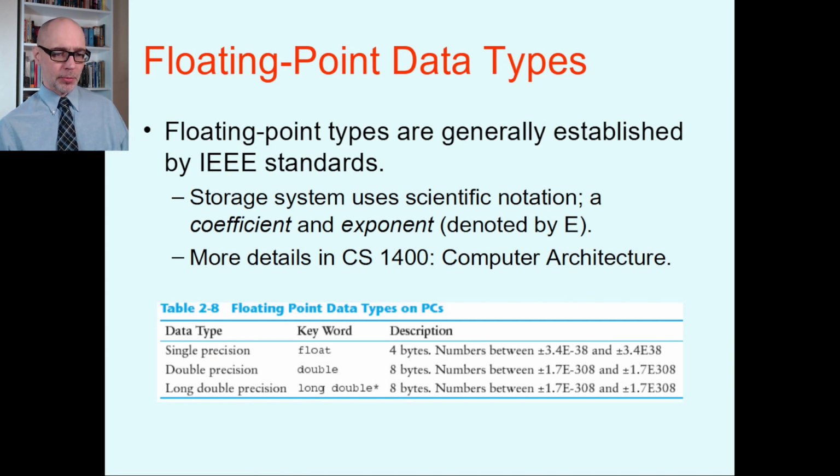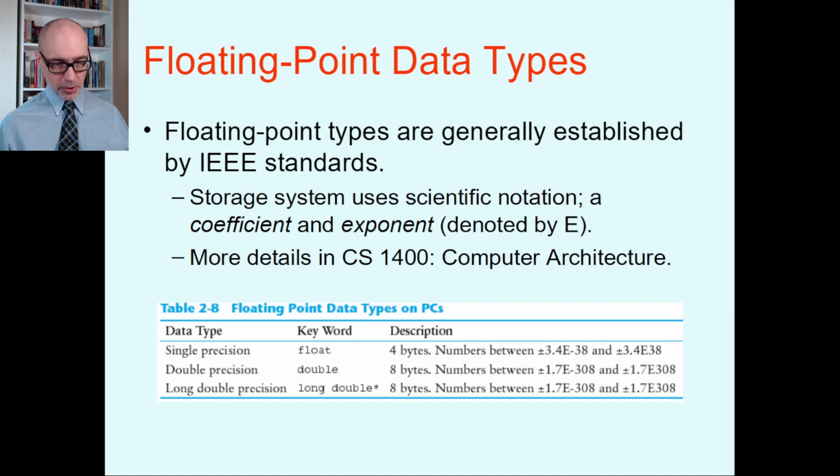So here's a chart out of the book, gives you a little bit of information. The smallest floating point type, technically we refer to that as the single precision floating point value. And in C++, we use the keyword float for that. Now that type takes up 4 bytes, and if you do the math on that, it can store a number from approximately 3.4 times 10 to the negative 38th power up to plus or minus 3.4 times 10 to the positive 38th power. So, pretty big numbers.